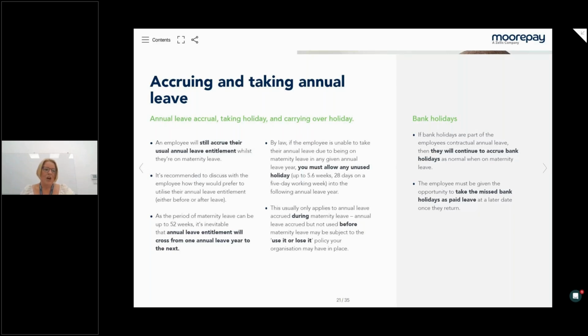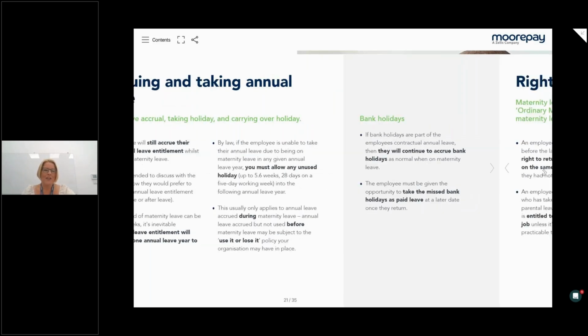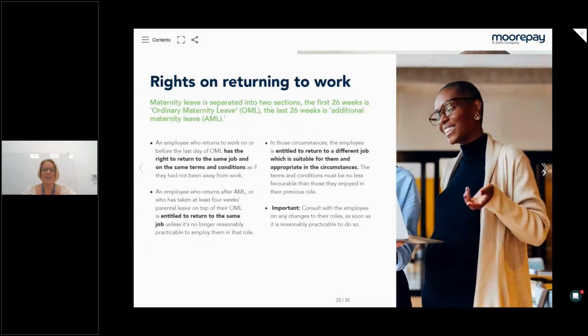Okay, so return to work. So what does that look like? So as I already described, maternity leave is broken up into two sections: OML, AML, ordinary maternity leave, additional maternity leave. So if an employee returns to work during or at the end of their OML, they have the right to return to the same job on the same terms and conditions as if they've not been away from work.